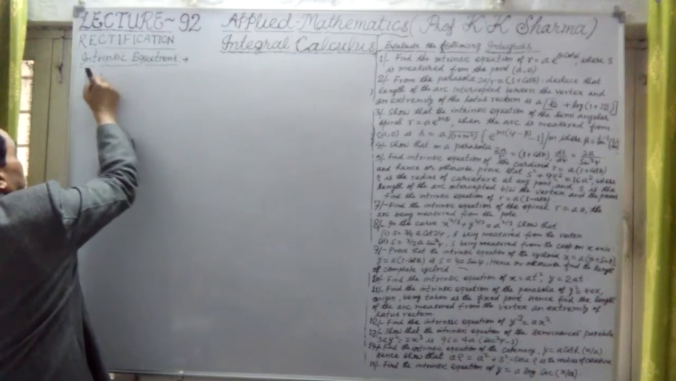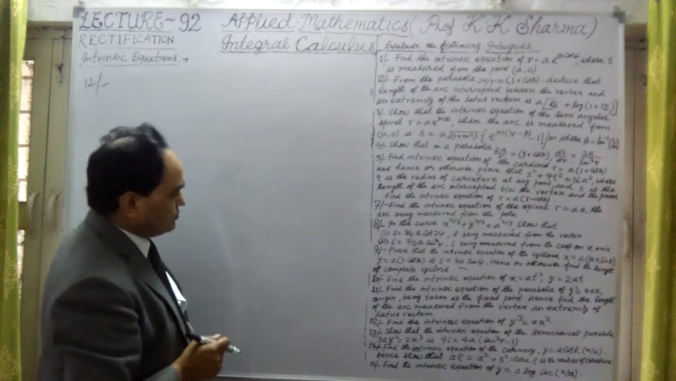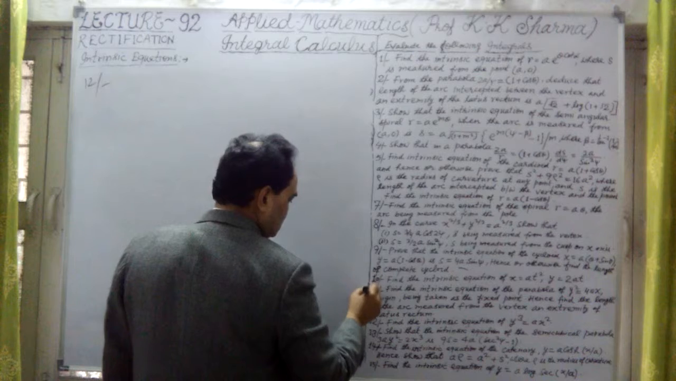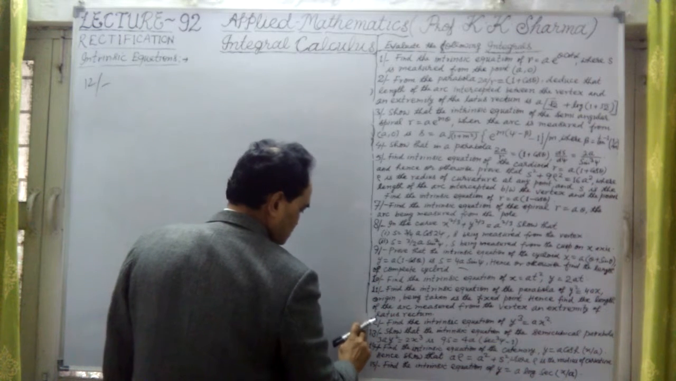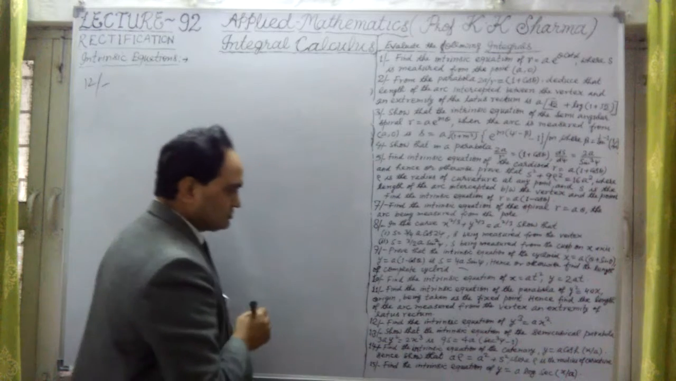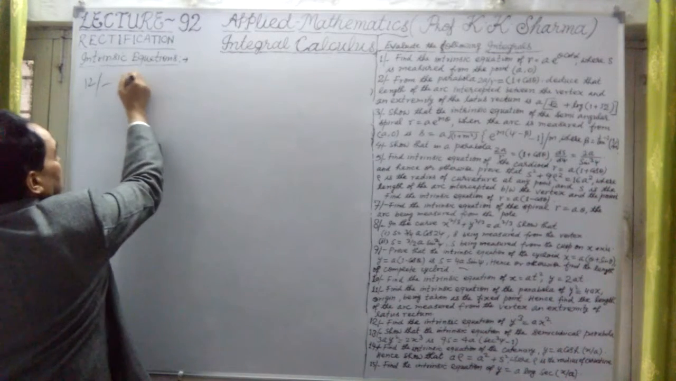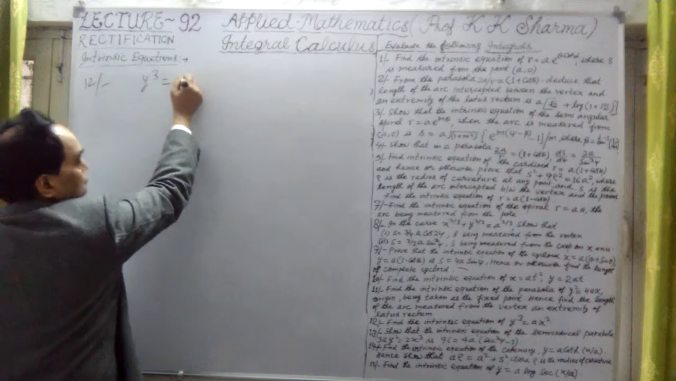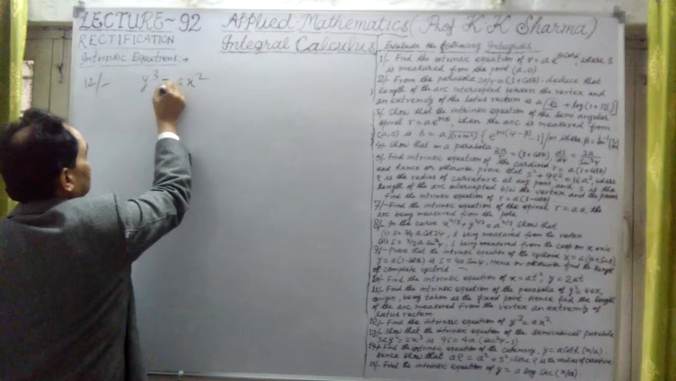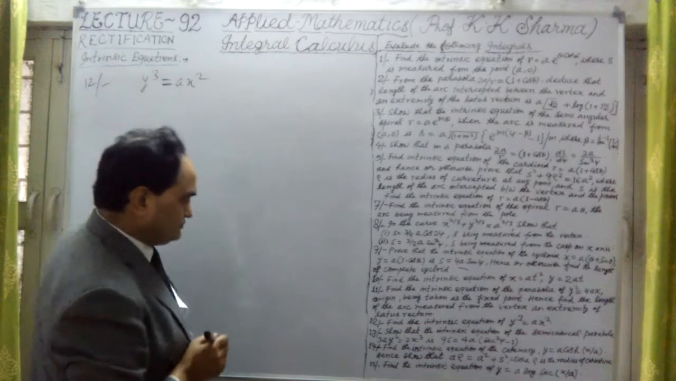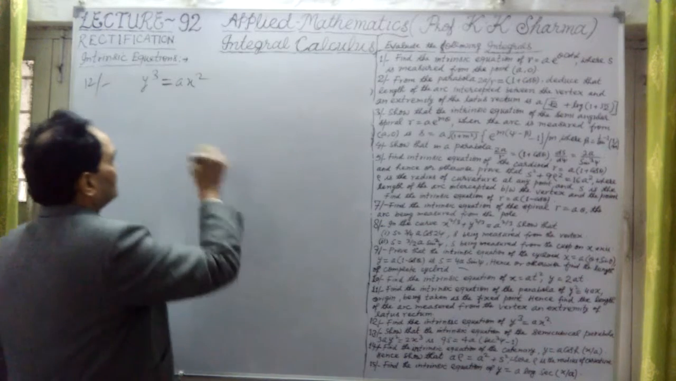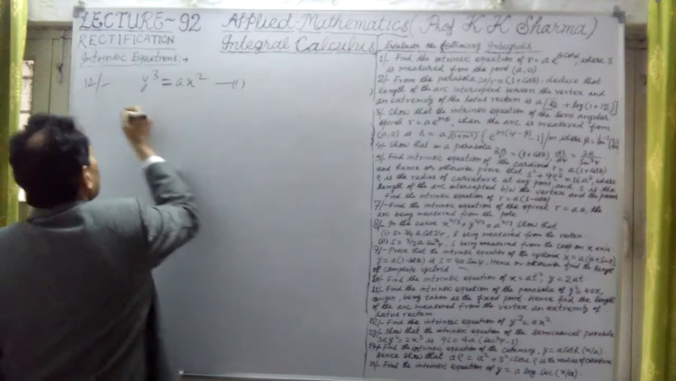Okay, now question number 12. So the intrinsic equation of question number 12 is of what kind? The curve is given to us as what kind? Find the intrinsic equation of the curve. This is y cube equal to ax square. This is the equation of the curve. So let me solve it. Solution here.